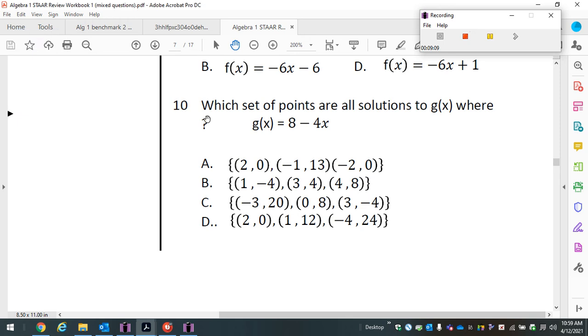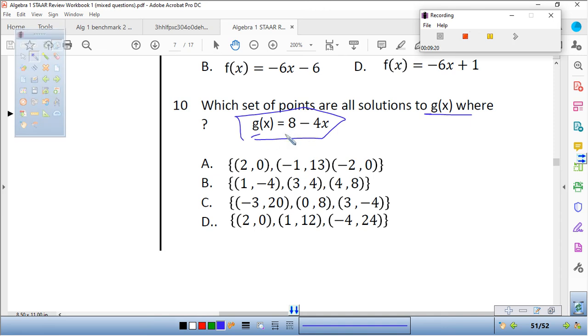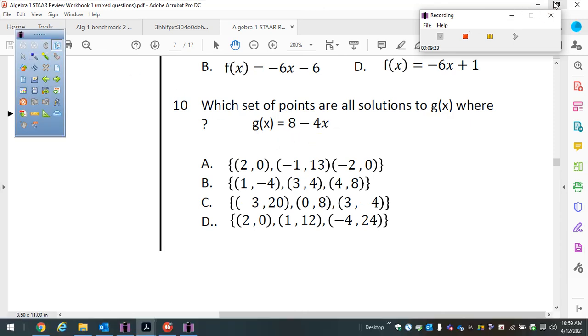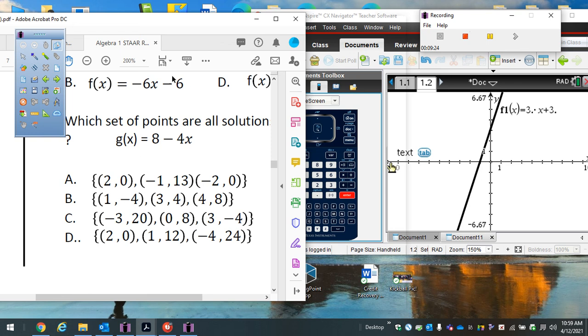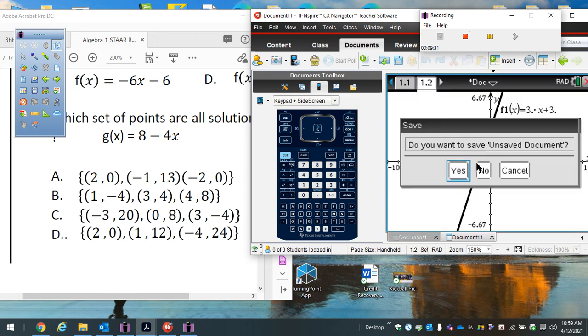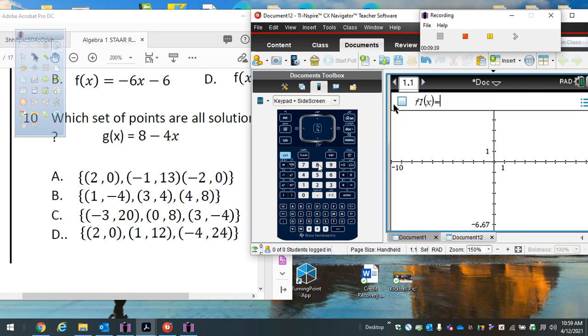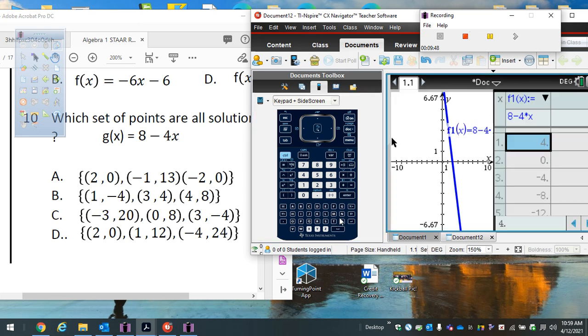Okay, which set of points are all solutions to g of x? I don't know how you want to do this. You can plug them in there. I see this, I'm automatically thinking of graphing. When I think of graphing, I'm thinking of Control T, because these are points, and points come from my table. So I'll turn it on. I'm going to go to graph, start everything brand new, clean, right? Remember, this is g of x, that's like my y. I'm going to go 8 minus 4x. Graph it, and go to Control T, and look for the coordinates.